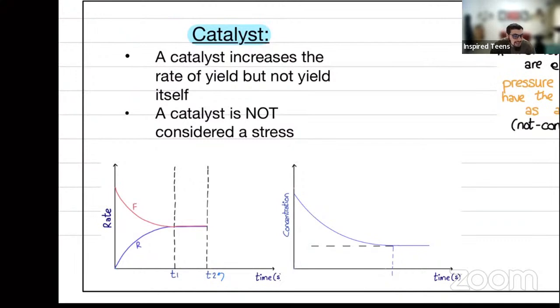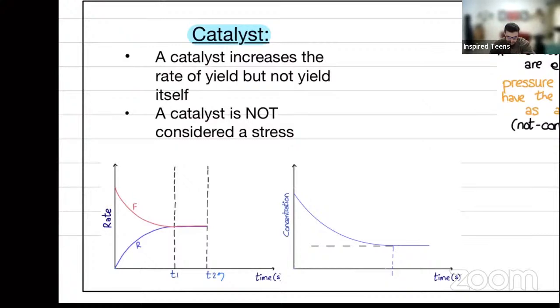Now, a catalyst is not considered a stress. That's why it wasn't under temperature, concentration, or pressure. It's not categorized the same. So if you add a catalyst to a chemical reaction, it's not a stress. Equilibrium is not upset. It's perfectly happy with that.